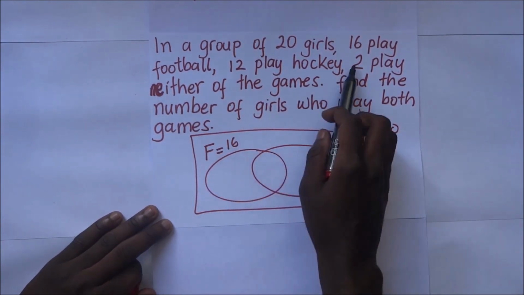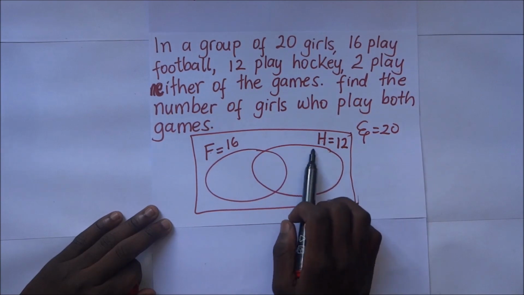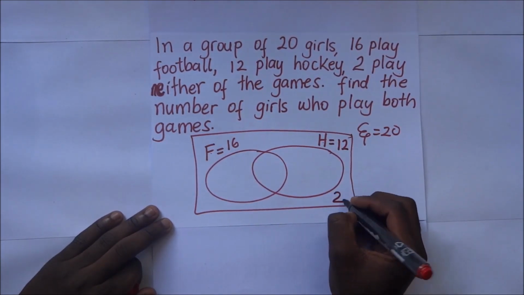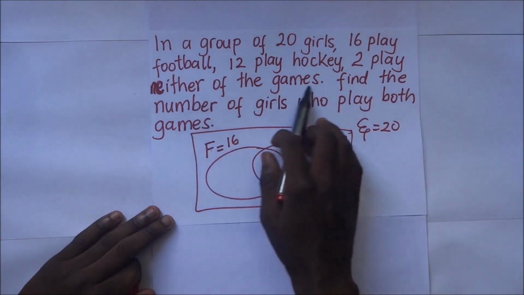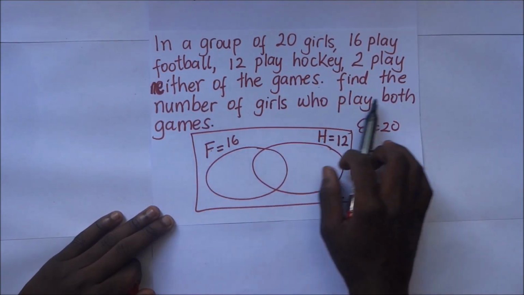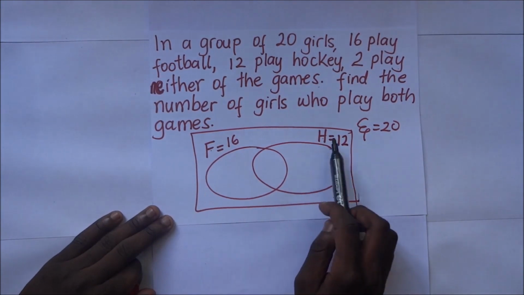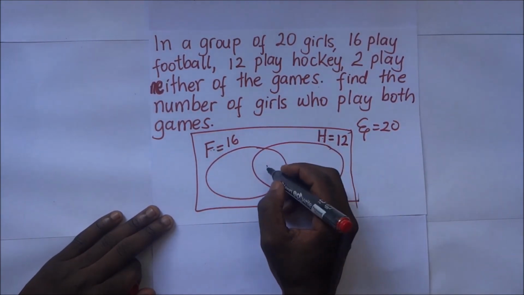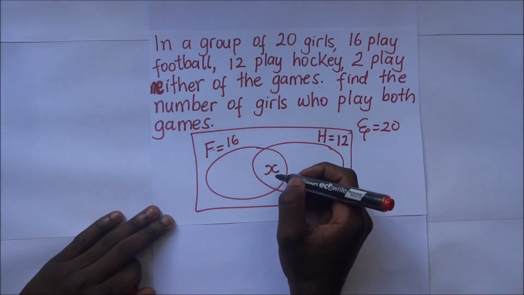2 play neither of the games. So 2 people do not play football, they don't play hockey, so they are not inside these circles. So these 2 are outside. Find the number of girls who play both games. So the intersection, the ones who play both football and hockey, they are here: x.